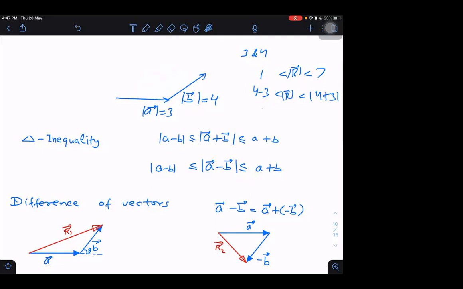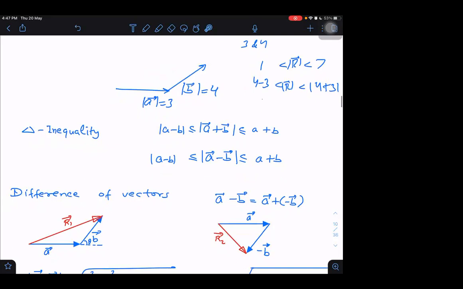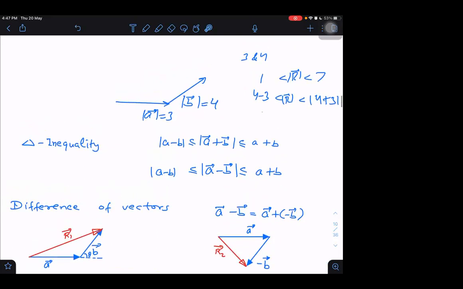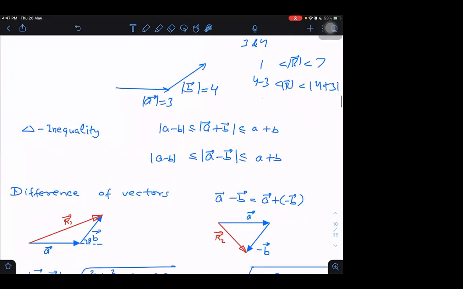Okay. Yes, sir. Is it understood now? Yes, sir. The same triangle inequality is valid for the difference of the vectors, not only for the sum.